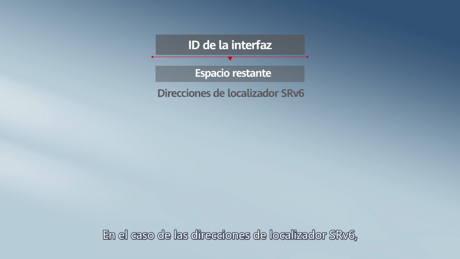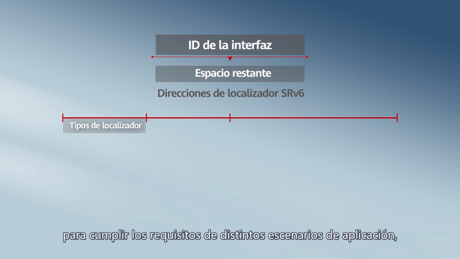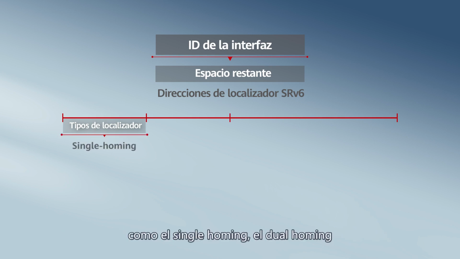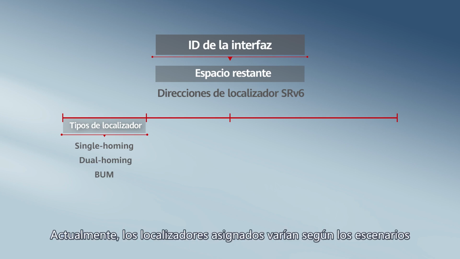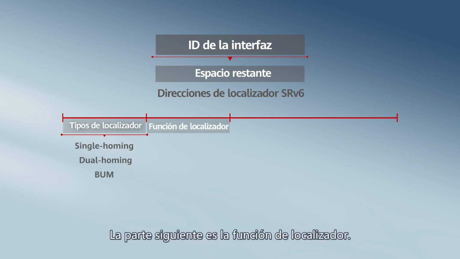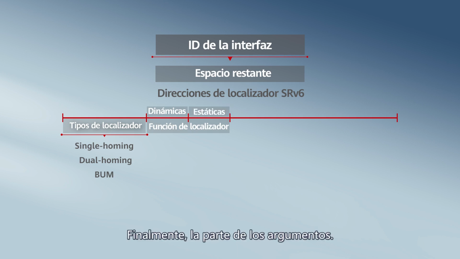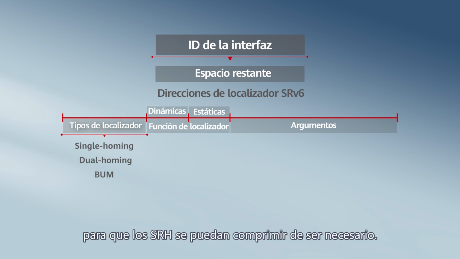For IPv6 locator addresses, the locator type needs to be planned in the remaining space to cater for different application scenarios, like single homing, dual homing, or BUM. Currently, the allocated locators vary according to scenarios and need to be isolated. The following part is the locator function. Functions are classified into dynamic functions and static functions. Finally, the Args part. When allocating functions, we need to comply with the preceding principles and try to aggregate the changeable parts so that SRHs can be compressed if needed.